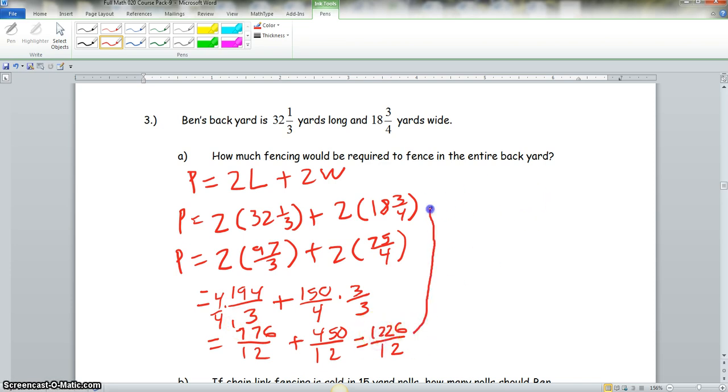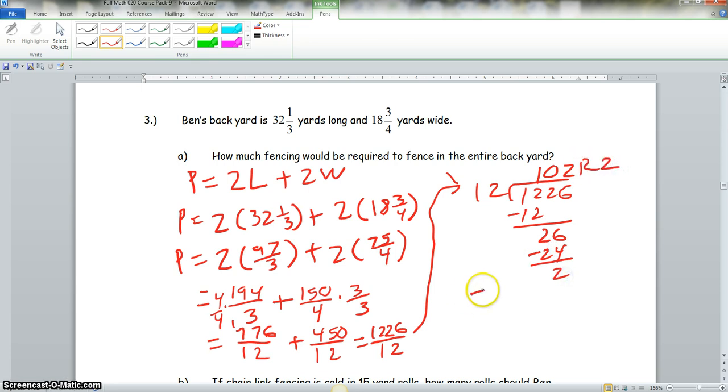So now, we would take 12 into 1,226. 12 goes into 12 once. And then we'll bring down our 2. 12 goes into 2, 0 times. Bring down our 6. 12 goes into 26 twice. And we have a remainder of 2. So our answer here is 102 and 2 12ths, and this is yards.